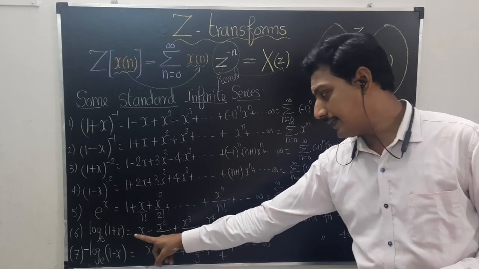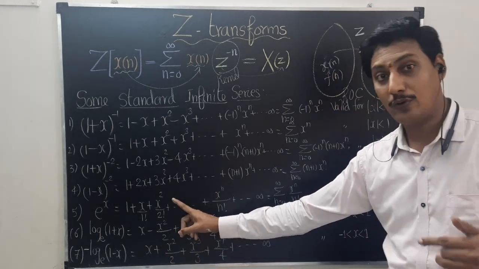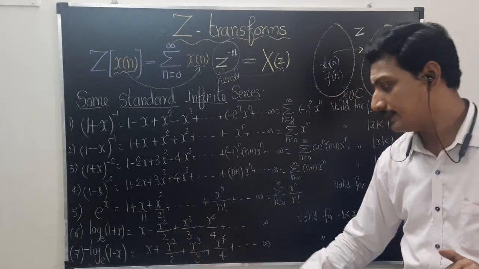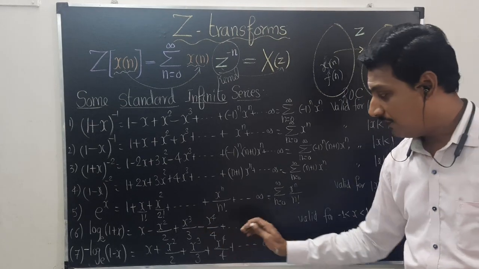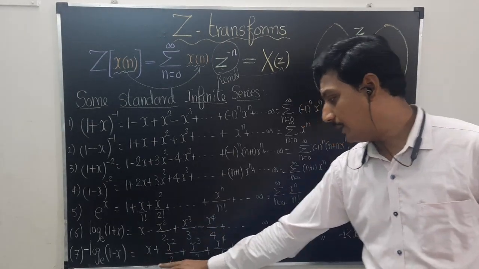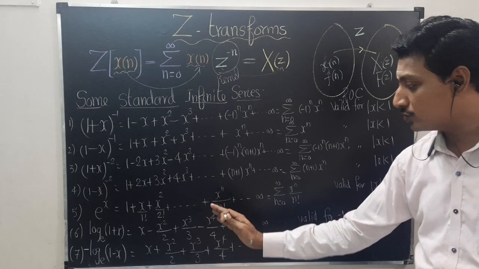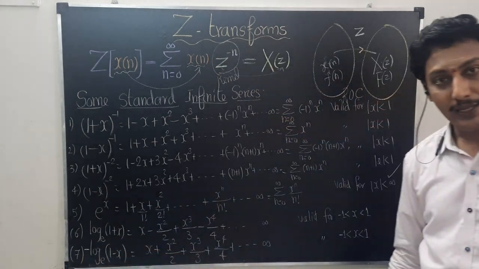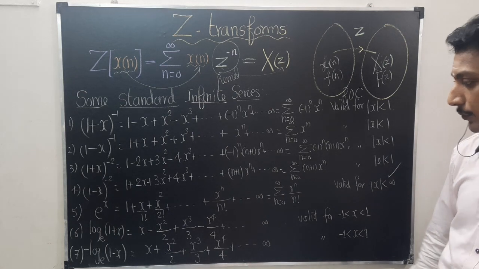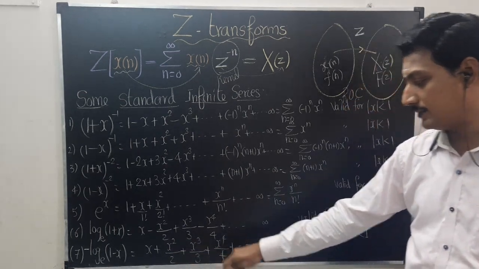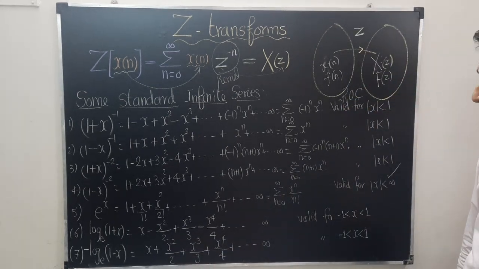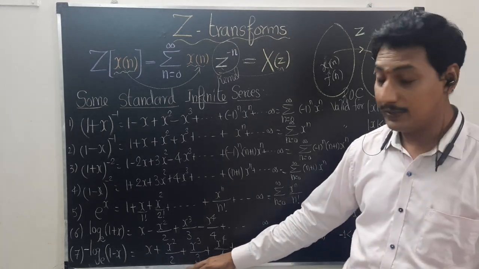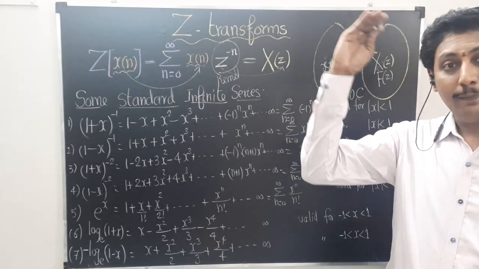This becomes minus x. This is anyhow minus because of the even power. This becomes minus, and this is already minus. So when you take the minus outside, everything becomes positive. So that minus goes to that side. This becomes minus of log (1 minus x). Minus log of (1 minus x) is equal to x plus x squared by 2 plus x cubed by 3 plus x to the power 4 by 4. So there is no factorial term. The denominator is equal to the power of the variable.